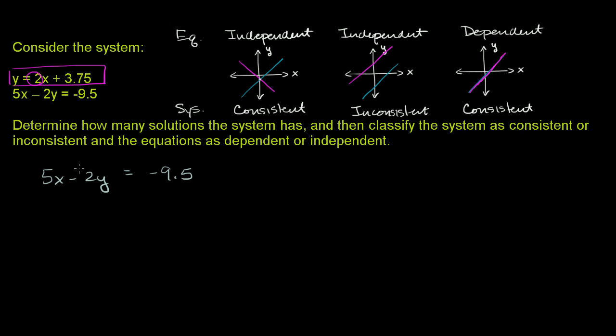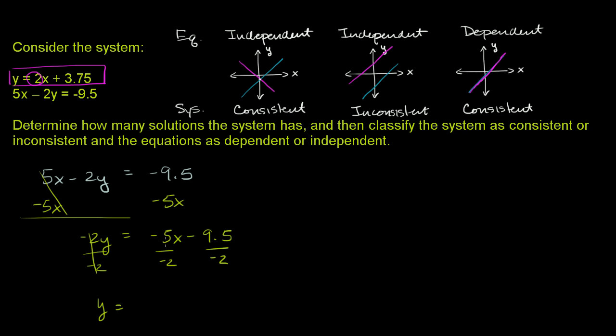So let me write 5x minus 2y is equal to negative 9.5. I want to isolate y on the left-hand side. So let's subtract 5x from both sides. And so my left-hand side becomes negative 2y. My right-hand side is negative 5x minus 9.5. Now I can divide all the terms by negative 2. And I get y is equal to negative 5 divided by negative 2, which is positive 2.5x. And then 9.5 divided by 2 is 4.75. The negatives cancel out, so plus 4.75. So I just rewrote the second equation in slope-intercept form.